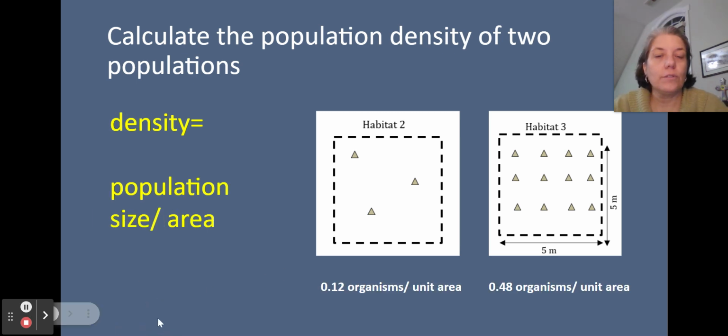Okay, here's the answer to that problem on the population density. We have an area of 25 square meters, and in habitat 2 we have 3 individuals. In habitat 3 we have a few more than 3, and if you divide those out you get 0.12 organisms per unit area, and this one is obviously more, 0.48 organisms per unit area. So calculating population density is something you might have to do later on.